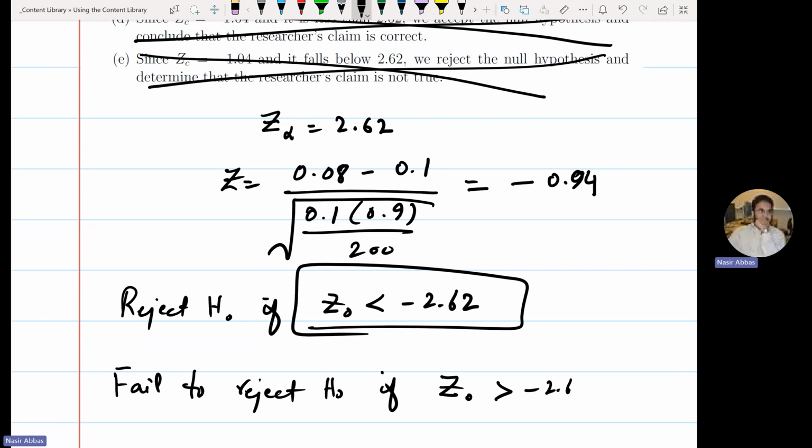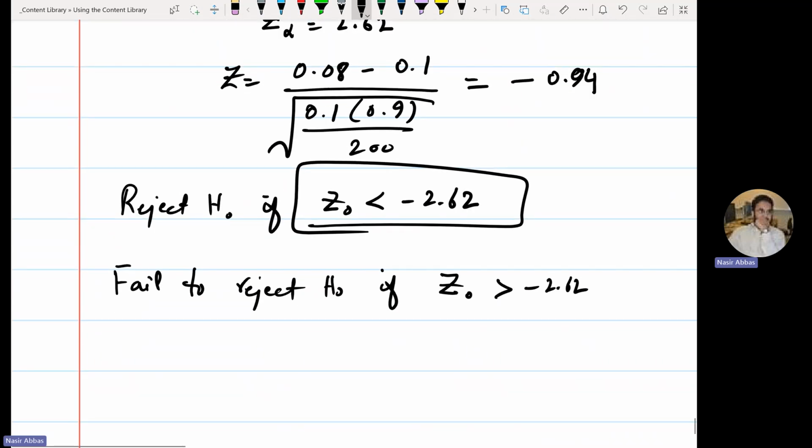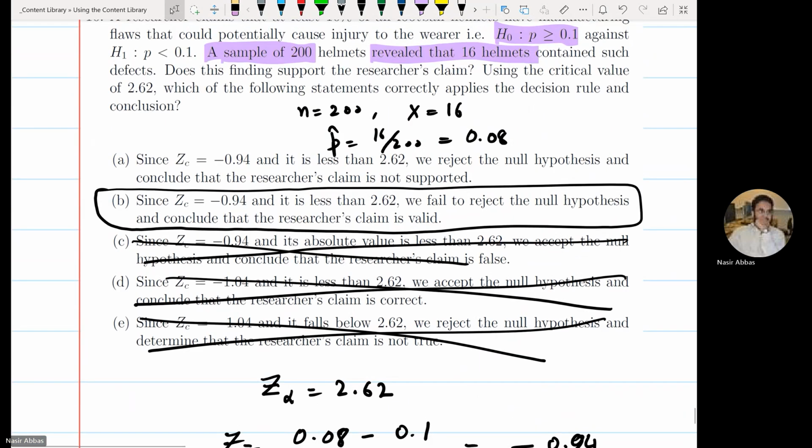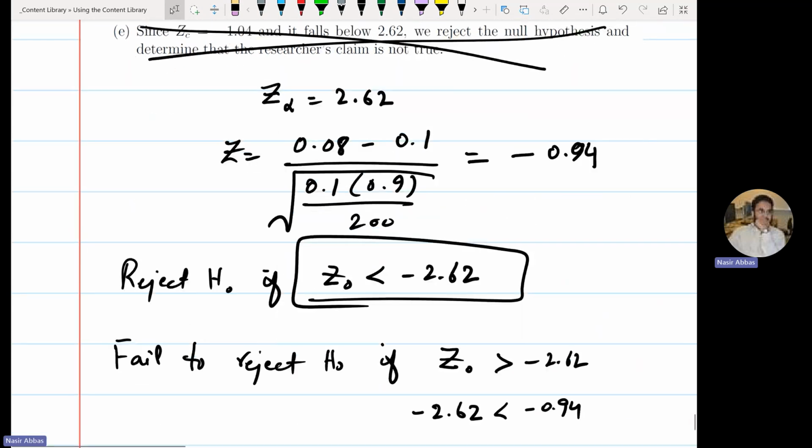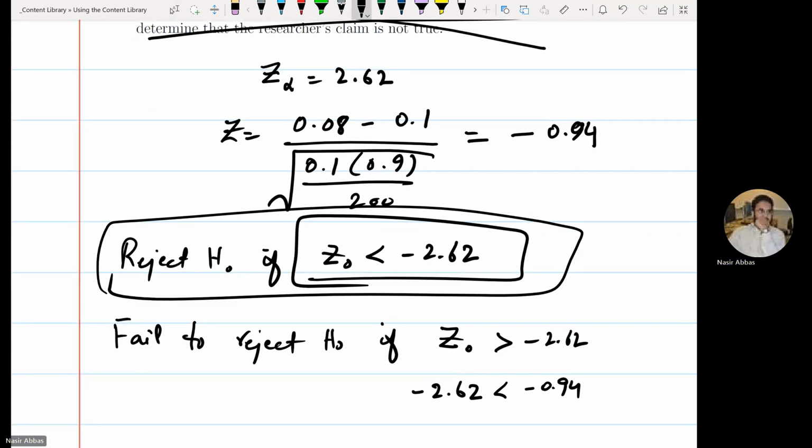He didn't mention the minus. Maybe they missed the minus. So write the opposite. That means minus 2.62 is less than minus 0.94. Maybe they missed the minus here. Yeah, maybe the printing minus is missing. So this should be the correct. Reject H0 if Z0 is less than minus 2.62.